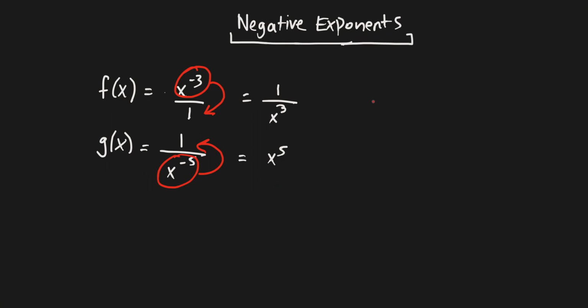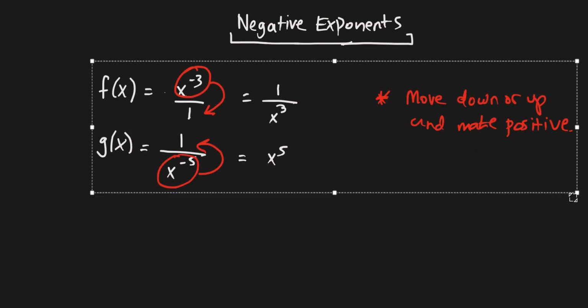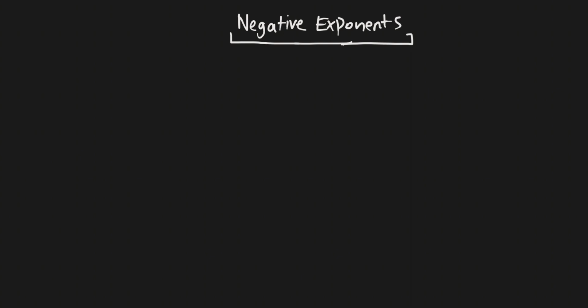So as a general rule, when dealing with negative exponents, move the part of the function down or up, and make the exponent positive. It's a general tip, a general rule when dealing with these things. So let's now look at some more complicated examples that we can work with. It's important to familiarize yourself with different kinds of problems with these negative exponents.